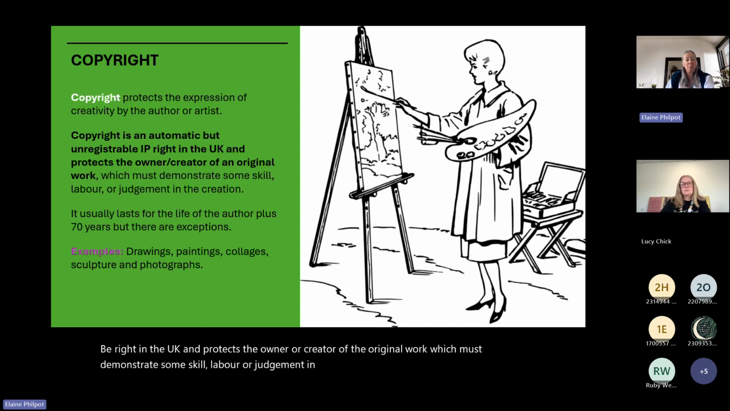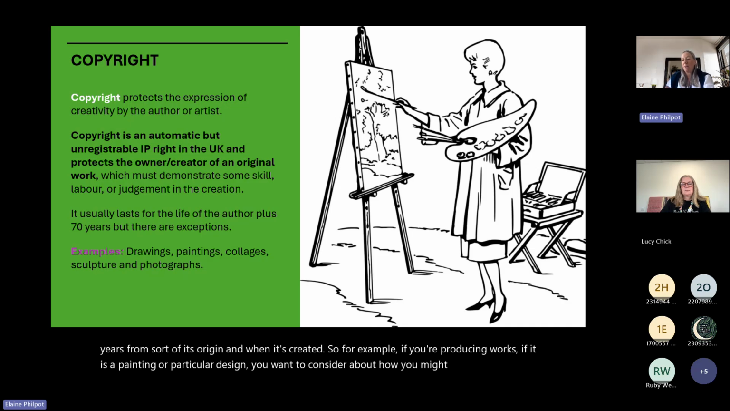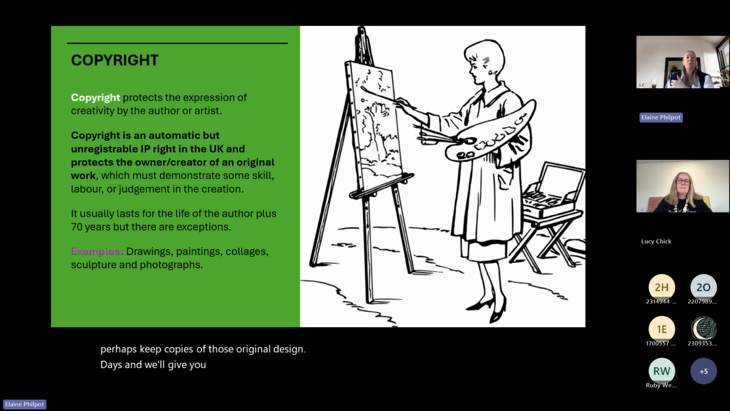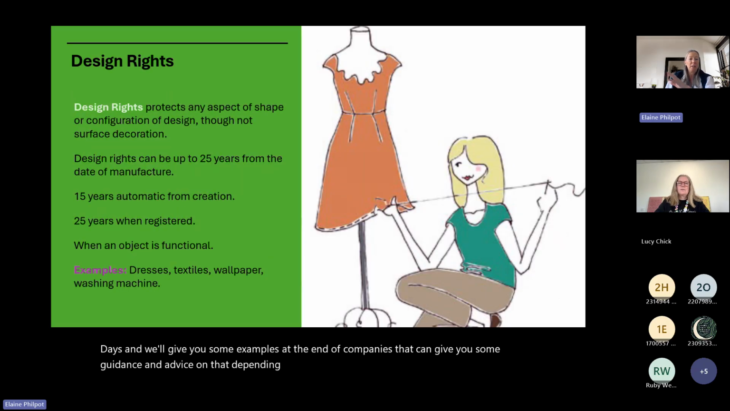And it usually lasts for about 70 years from its origin, when it's created. So for example, if you're producing works, if it is a painting or particular design, you want to consider how you might trace that. How did you come up with it? You want to put dates on things. You want to perhaps keep copies of those original design ideas. And we'll give you some examples at the end of companies that can give you some guidance and advice on that, depending on the kind of area that you're working in.